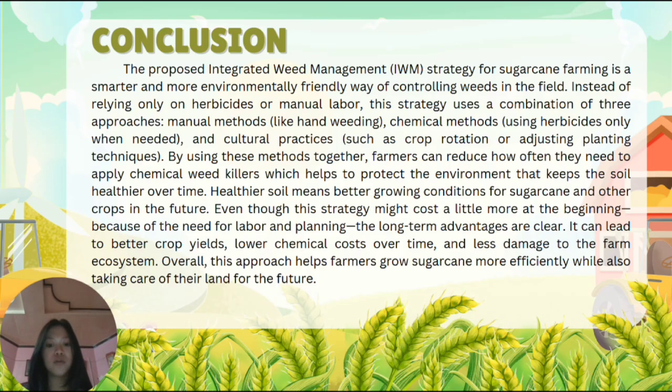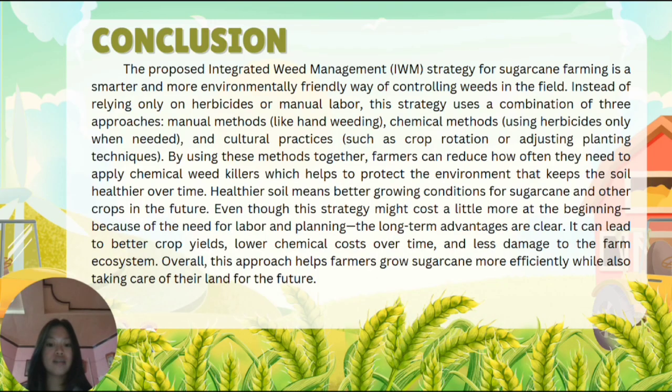Especially, the IWM approach integrates 3 primary techniques. First, manual methods include hand weeding and mechanical cultivation. The second, chemical control, involving the judicious use of herbicides applied only when necessary. And the third one is cultural practices such as crop rotation, timely planting, and optimized row spacing, which naturally suppress weed growth. By combining these methods, the strategy minimizes the frequency and volume of chemical herbicide applications.